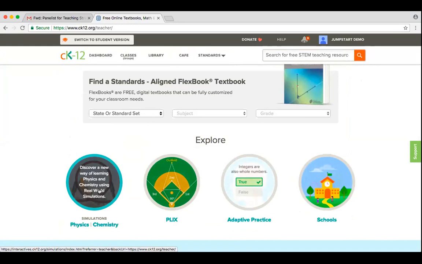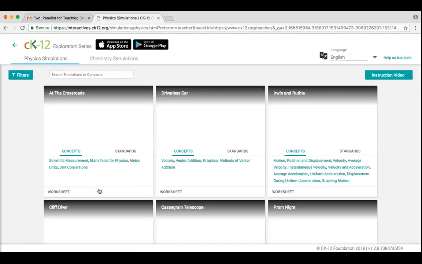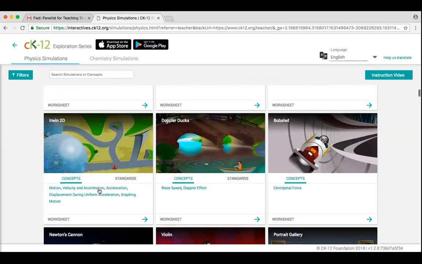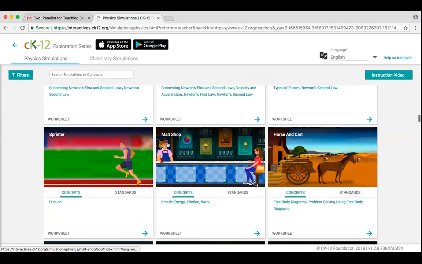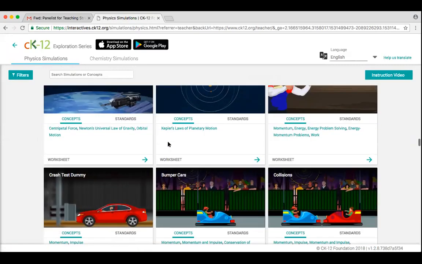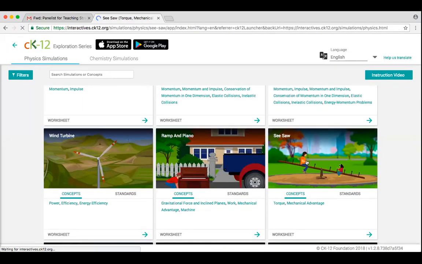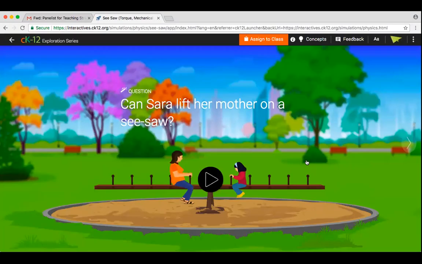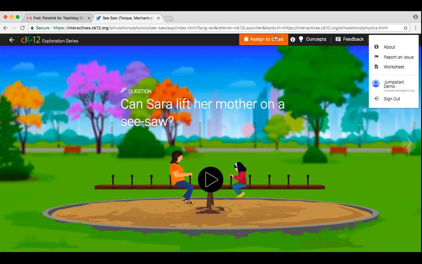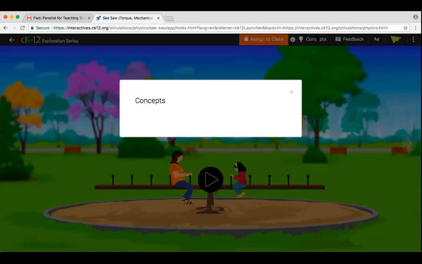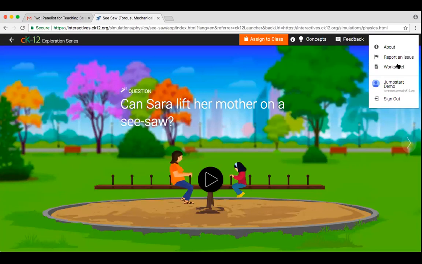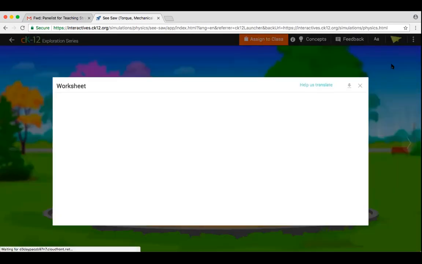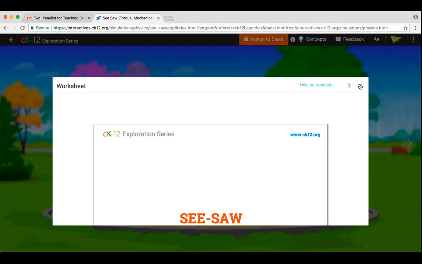And I think, Lindsay, that was the next question. So we're gonna come here, and we're presented with all of the different sims. And you can see I have physics sims, and I have chemistry sims here. So I'm gonna go here and do any of these here. I love the seesaw one. Can the daughter lift the mom? Is that a thing that can actually happen? Okay. So on this here, you can see we can assign it to class. We can see what concepts are there. But over in the ellipses over here, kind of the sideways ellipses, you can see I have worksheet available, and that's how you access the worksheet, is through the ellipses on the side.